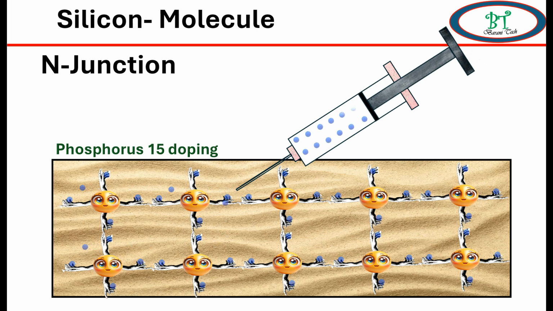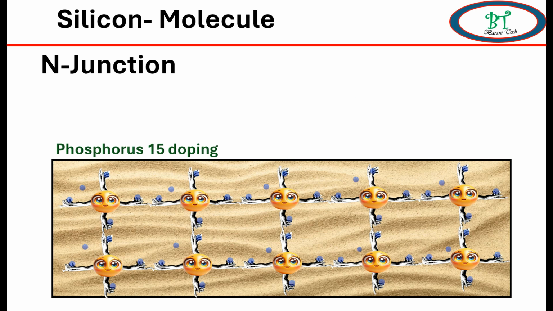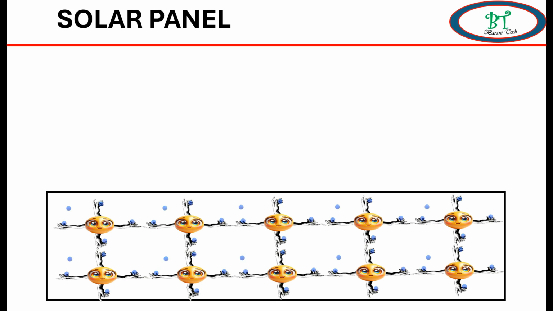To make one free electron on the silicon wafer, they dope it with phosphorus 15. Now the atom has one free electron which is not bonded with any other electrons. And also here the electrons are dominating, so it is called negatively charged. This type is known as N junction.